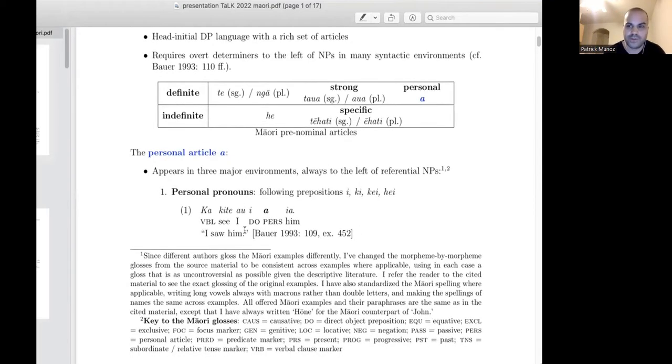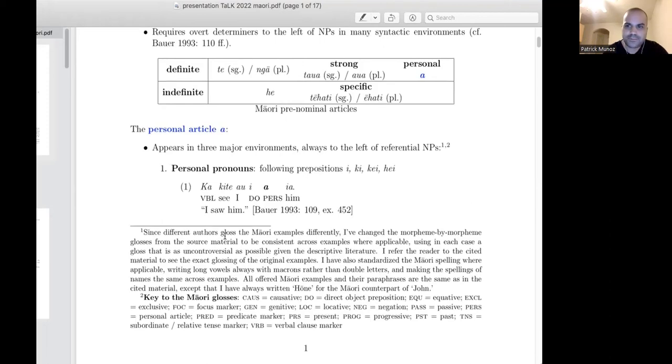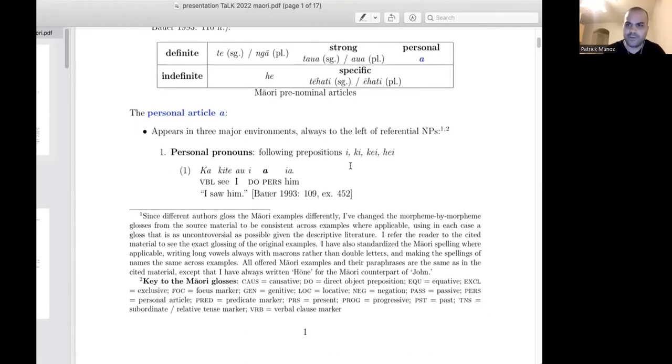So this personal article, it appears in several environments. There's three major ones and one minor one that I want to set to the side. I think it's not semantically contentive in the latter case, but there's at least three cases where I think it is, and these are all referential noun phrases. So first, for personal pronouns, you get them following the prepositions e, ki, ke, and he. So something morphophonological going on here, I assume, because they all end in e. This is not a weird environment either. Maori is an extremely preposition-heavy language, and pretty much all canonical argument positions besides subject position require prepositions, usually one of these to mark like direct and indirect objects.